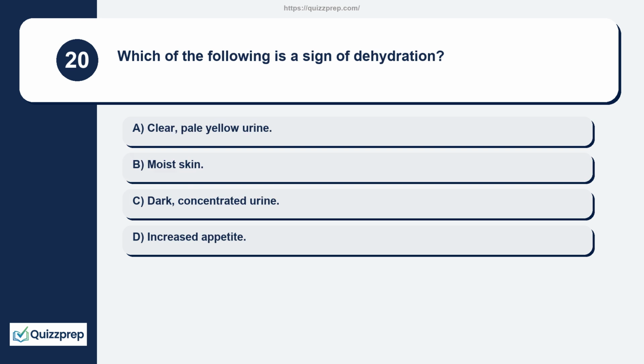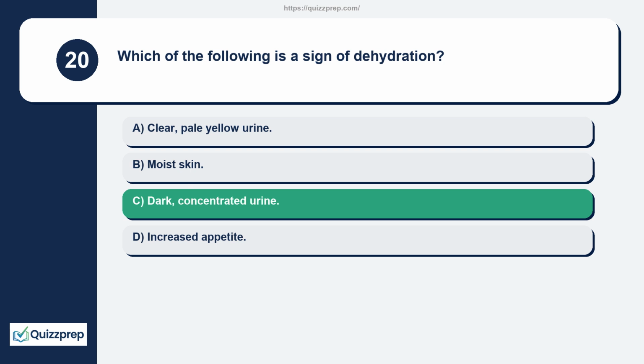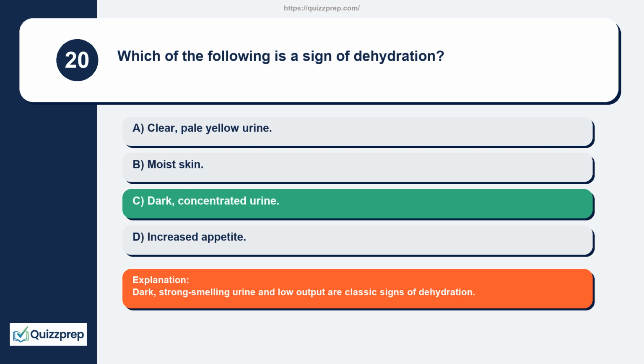Question 20. Which of the following is a sign of dehydration? Clear, pale yellow urine, moist skin, dark, concentrated urine, increased appetite. Dark, strong-smelling urine and low output are classic signs of dehydration.